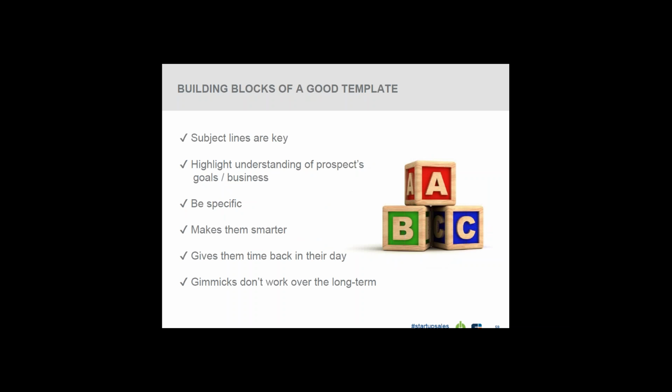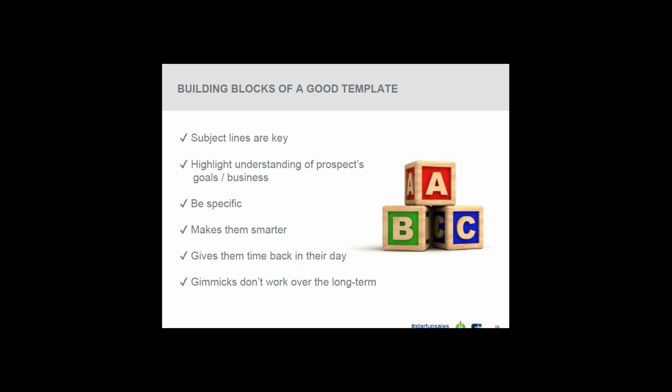So the building blocks of a good template, we covered this before. Subject lines are incredibly important. You want to highlight an understanding of the prospect's goals in business, and you want to get to a level that's a little bit more than superficial, right? I get a lot of emails saying, hey, it looks like you're trying to grow revenue, right? Show me any business that is not trying to grow revenue, right? It's completely useless filler text in copy. So you want to be specific, and I'll show you examples of emails that were specific that were really good.